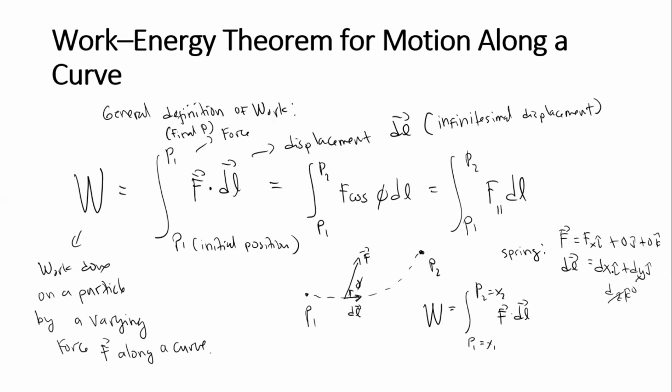So this is 0, this is 0, dx i-hat. So this is actually x1 to x2, since f dot dl is equal to f of x dx plus 0, because it has no y components, so f of x dx. Okay. So if the spring force from earlier is kx, then we can get the work done by the spring. So this is an example of how you apply this. It is a straight line, so that is the application.